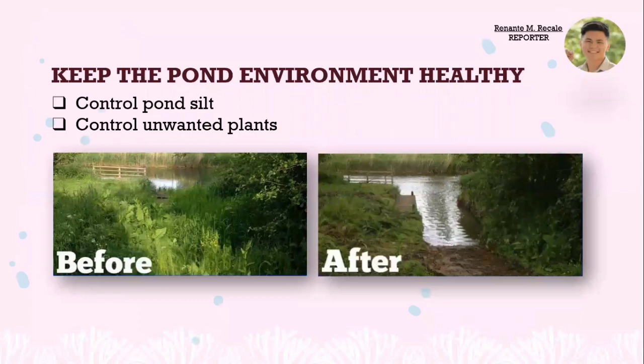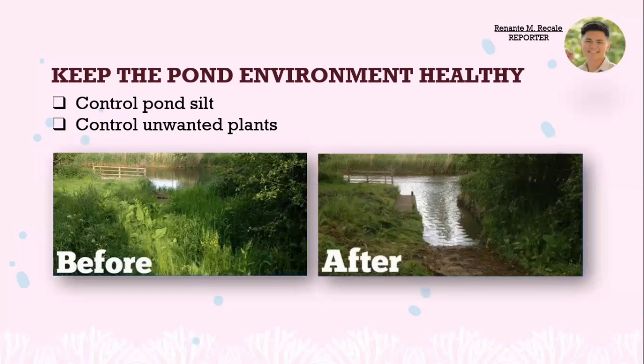Number two, keep the pond environment healthy, controlling the pond silt and also controlling unwanted plants. So here is a picture depicting the control of unwanted plants, the before and after, in a pond. Silt will be found in just about any pond, lake, or river in the land. It can be any combination of sand, clay, soil, leaf material, fish or fish waste, and any other organic material.